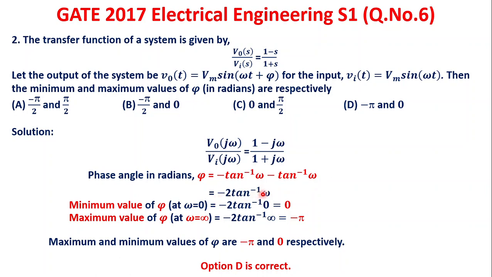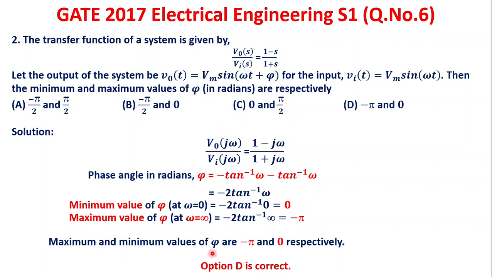So minus 2 tan inverse of omega is the phase angle. When we substitute omega equal to 0, we get the maximum value as 0 radians. And when we substitute omega equal to infinity, it is minus 2 tan inverse infinity. Tan inverse infinity is pi by 2, that is 90 degrees. So 2 into pi by 2 is pi radians or 180 degrees. So minus pi radians. So the minimum value is minus pi, the maximum value is 0 as far as phi is concerned.